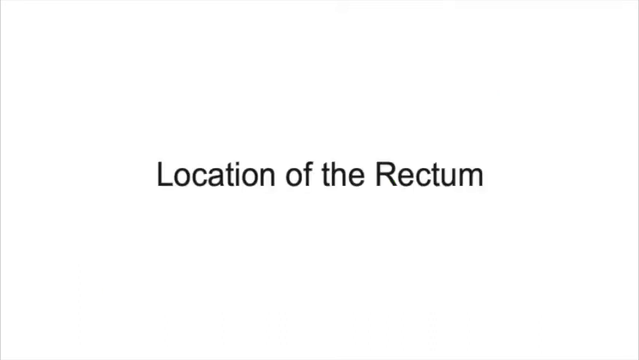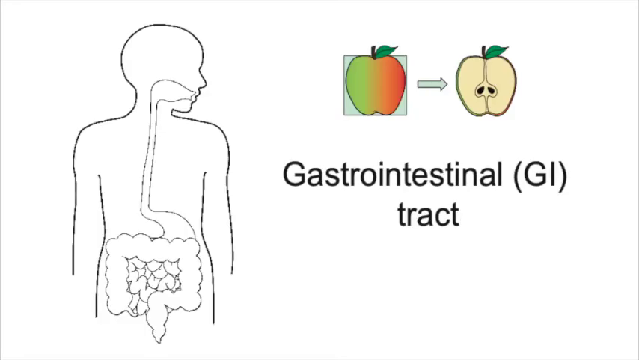Now we will go over the location of the rectum in the body. This will be helpful for you to understand which areas of your body are involved during your cancer care. In this picture of a person, the gastrointestinal tract is outlined. The gastrointestinal tract, or GI tract, is where food enters the body, nutrients are absorbed, and waste exits. We are going to go over each part one by one.